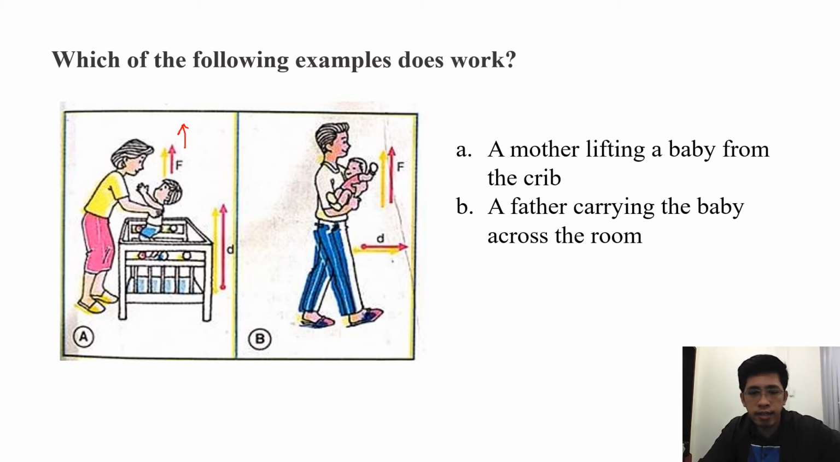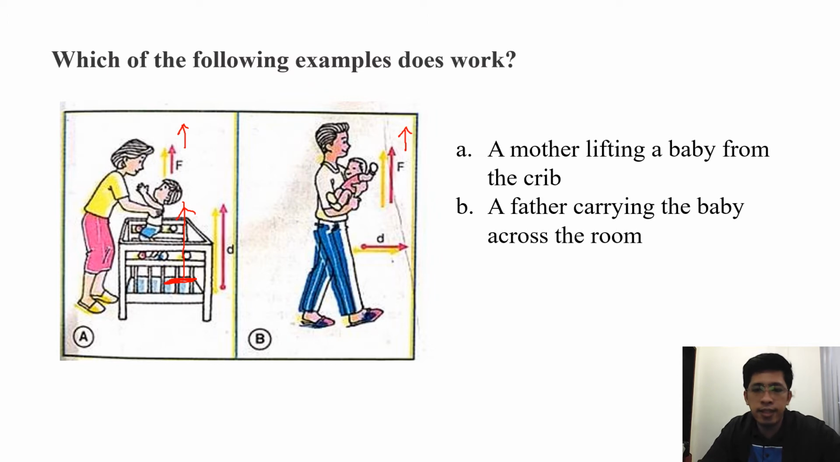And then in the second situation, a father carrying the baby across the room. As the father carries the baby, the father exerts a force that is upward. And then our second condition is that the object has to move a certain distance or displacement. So let's try to see. The baby moves from this part of the crib, and as the mother carries it, it moves upward. So there is a displacement for the baby in the first situation.